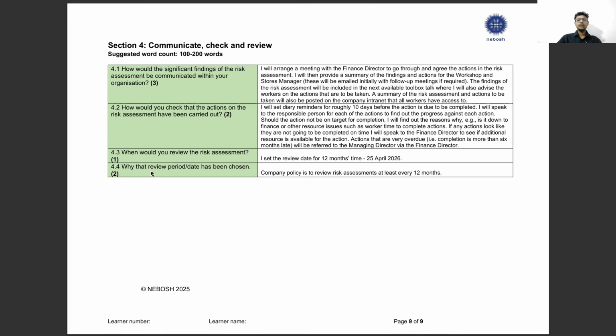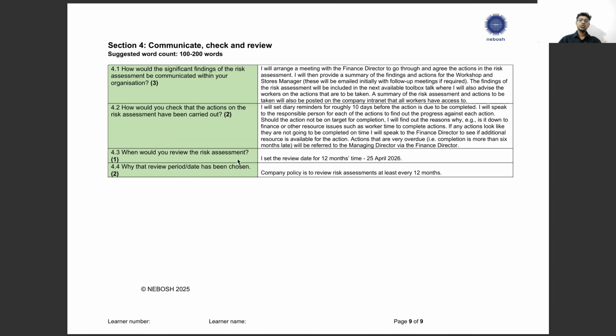And then lastly, why has that review date been chosen? Why do you choose that date? You can write like this: because the company policy is to review risk assessment at least every 12 months. This is a standard practice followed by everyone, and you can put that 12 months only, because as per the company's policy, the review for risk assessment is to be done at least every 12 months. So this 12-month time you can put.